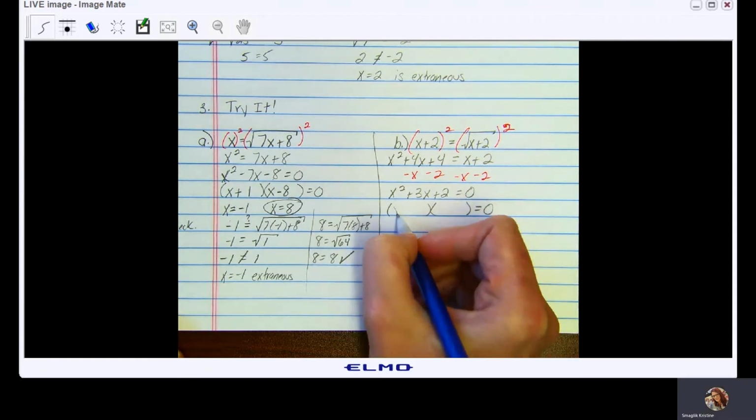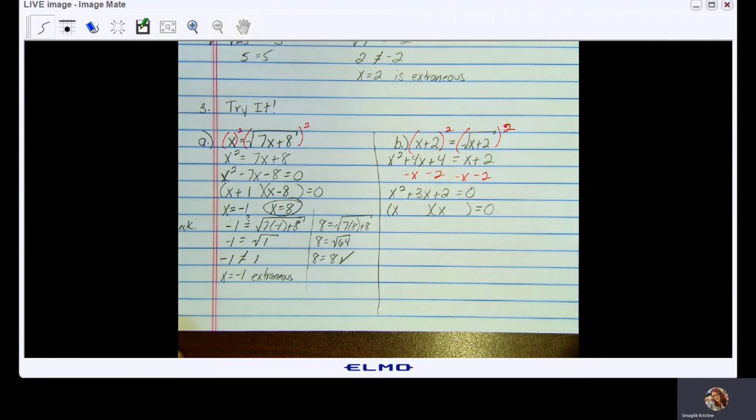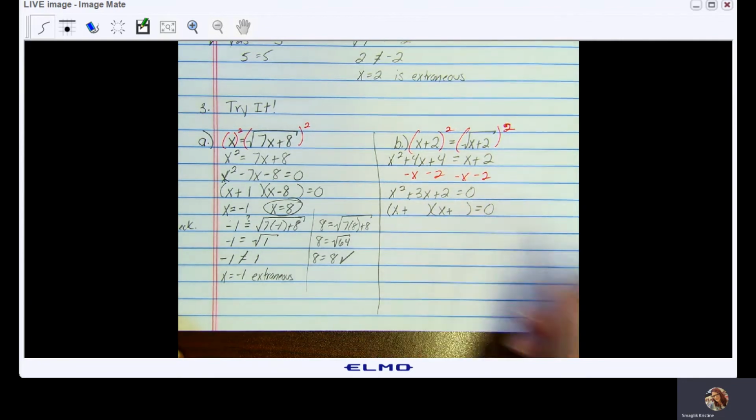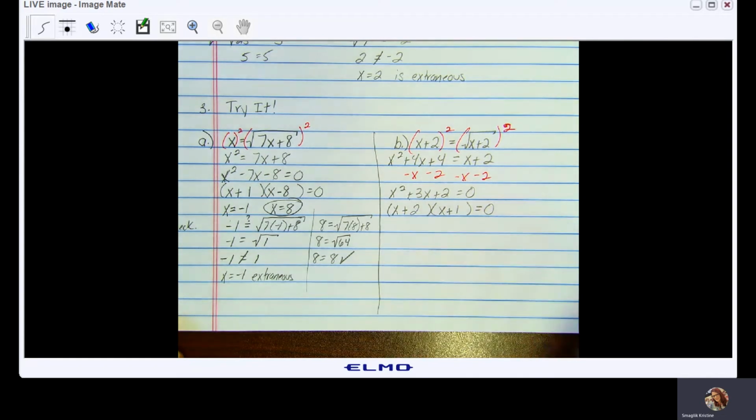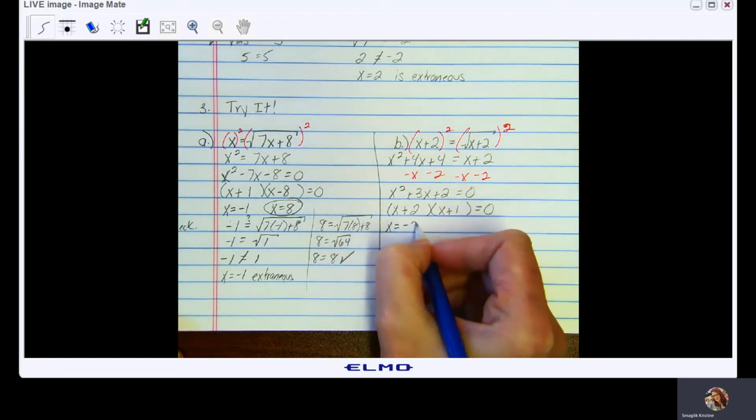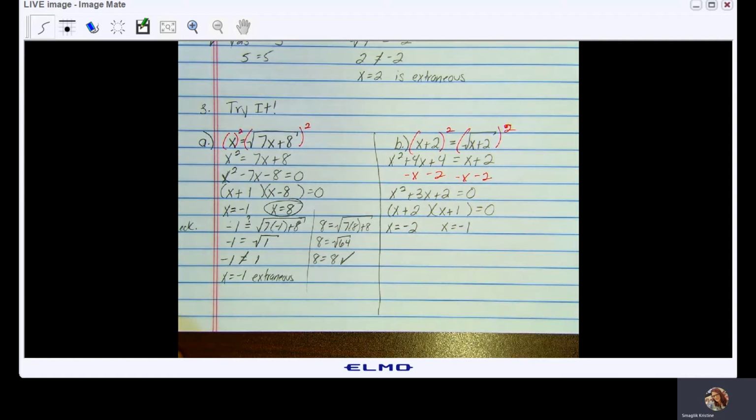I'm going to drop my x's in. My C value is positive. That means my signs are the same. Middle term tells me they're both positive. Two numbers, when I multiply them, I get 2. When I add them, I get 3. Well, that would be 2 and 1. Applying your zero product property, that means here we have x equals negative 2, x equals negative 1.